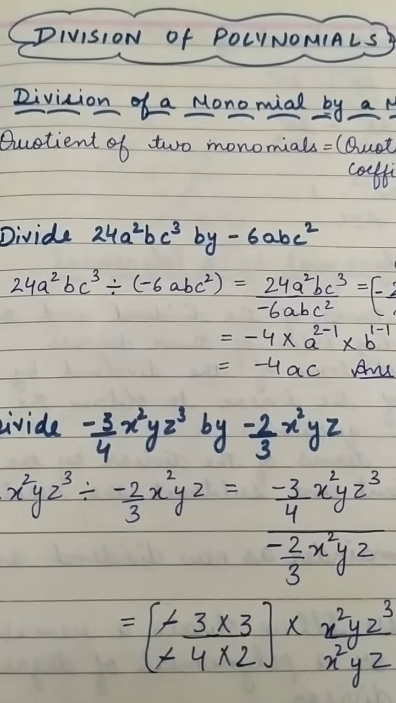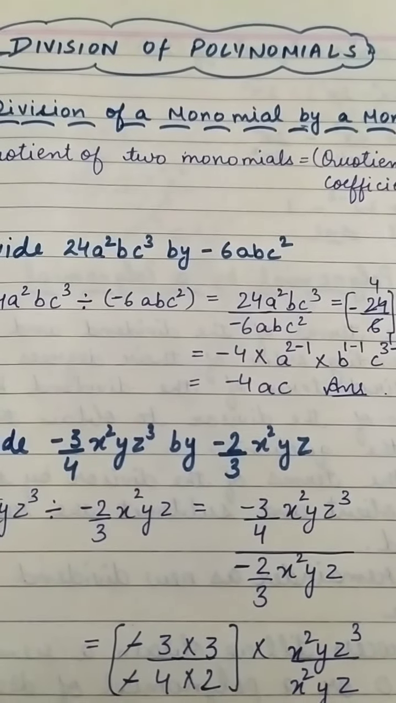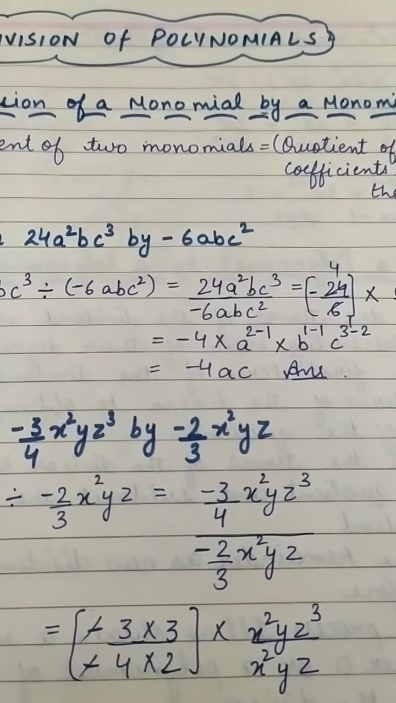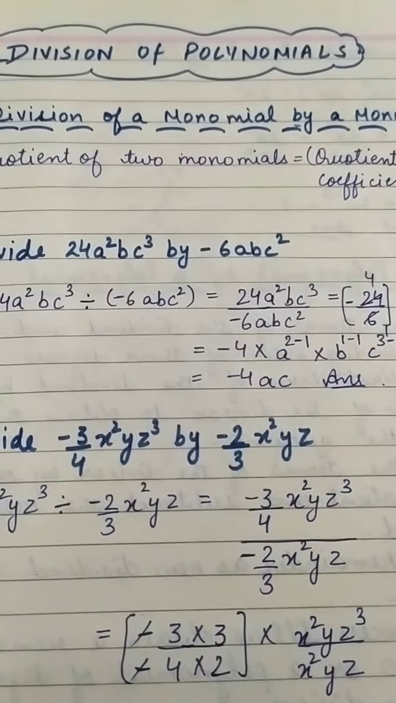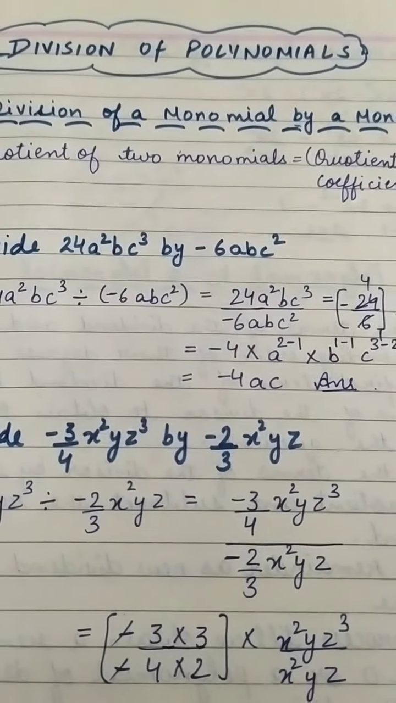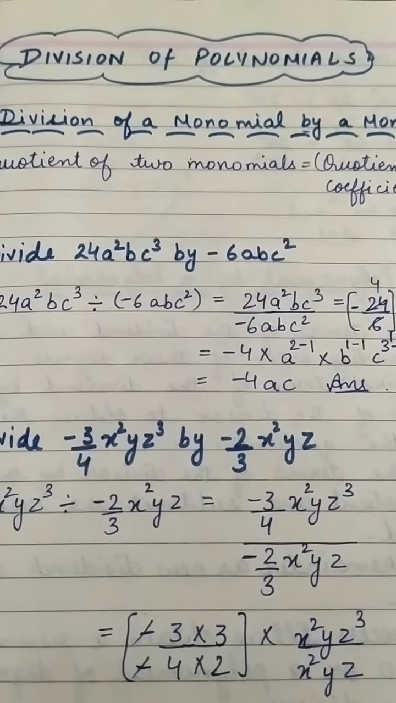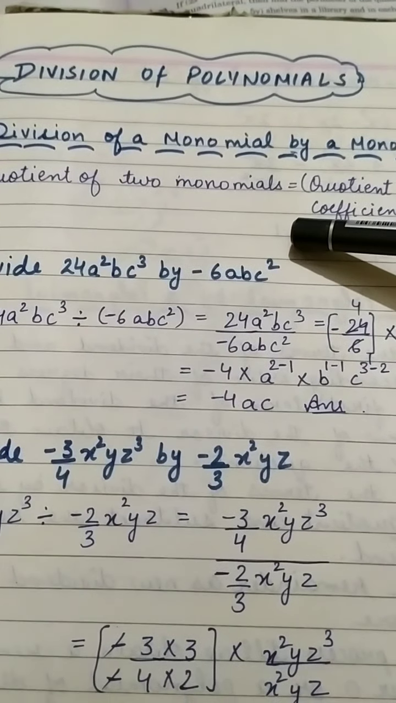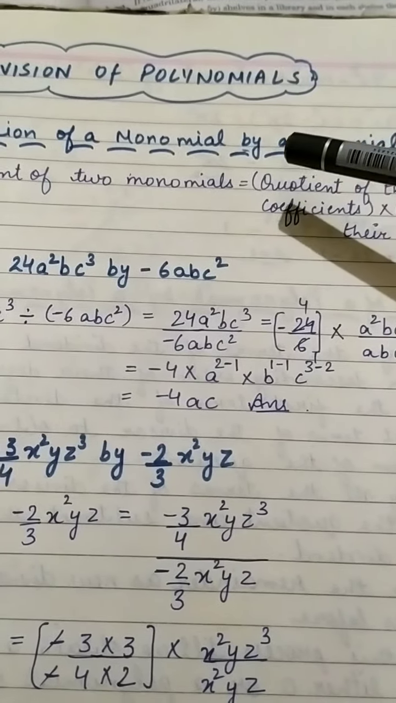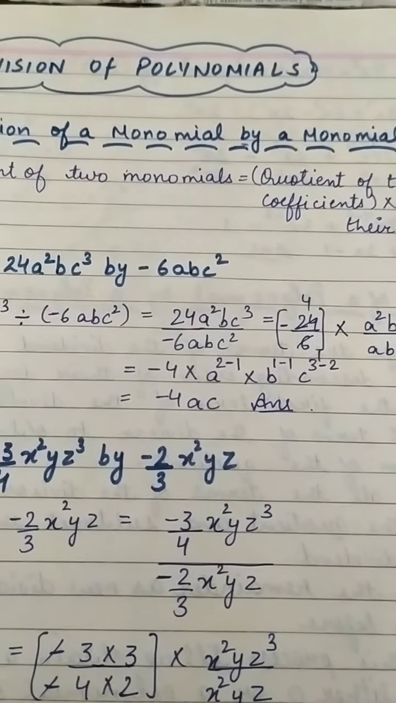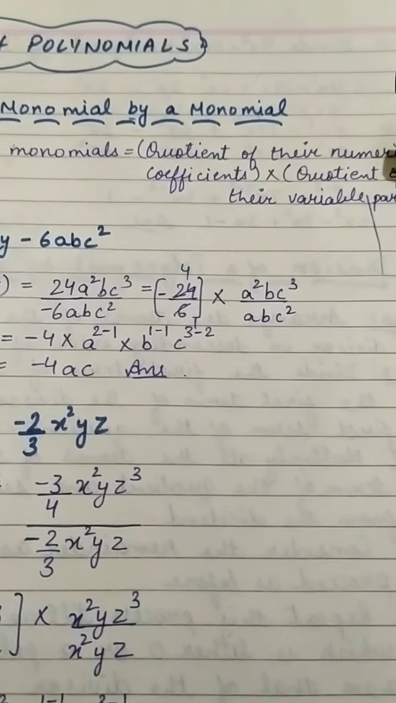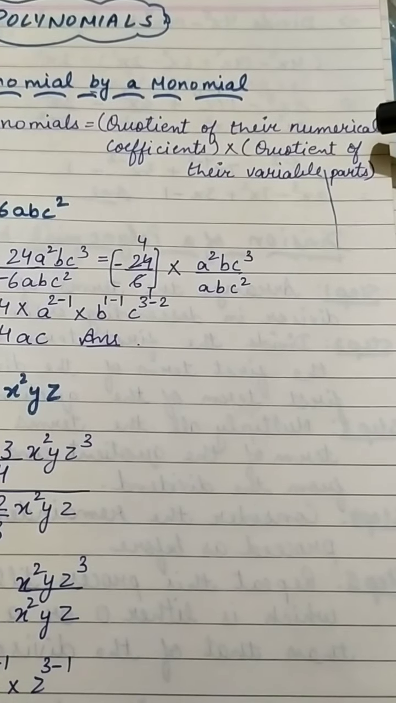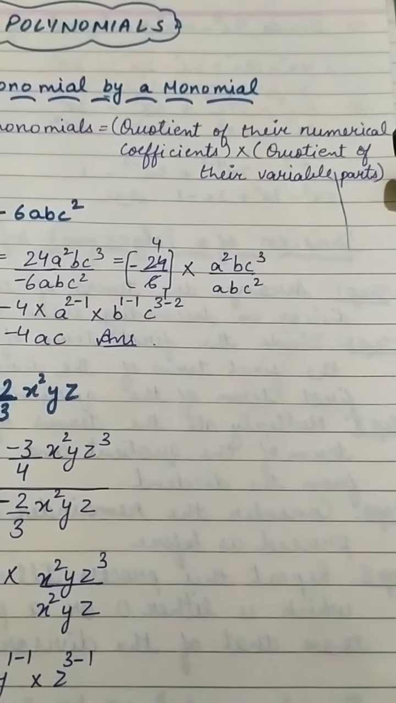So the first topic in division of polynomials is division of a monomial by a monomial. Like in multiplication we have done, same in division we will do. Quotient of two monomials. The formula for division of monomials: the quotient of two monomials is equal to the quotient of their numerical coefficients multiplied by the quotient of their variable parts.